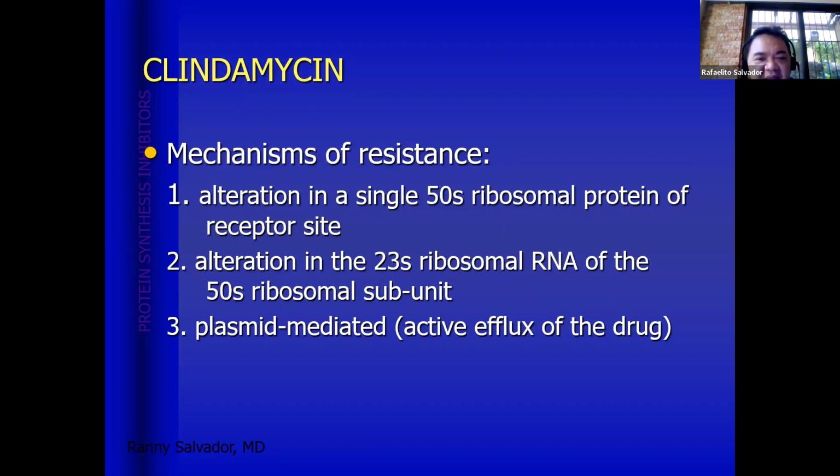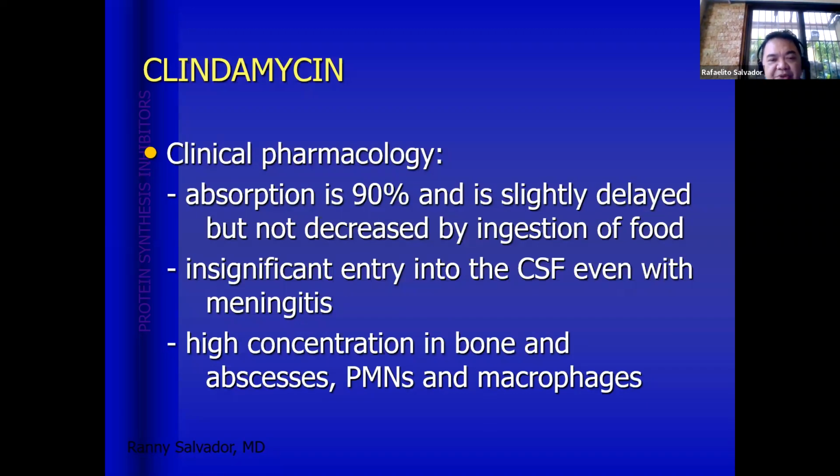So the mechanism of resistance is the same: alteration of a single 50S ribosomal protein at the receptor site, alteration in the 23S ribosomal RNA of the 50S ribosomal subunit, and active efflux of the drug. Absorption is 90% and is slightly delayed but not decreased by ingestion of food. If you start it IV in the hospital, you can switch to oral, because if you have anaerobic infections, you might give the antibiotics for long periods of time.